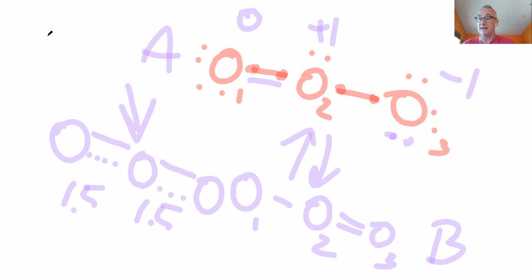So the thing to remember is you can't violate the octet rule. Oxygen can't have more than 8 electrons total. No place to put them. Sulfur can. So if it was sulfur in the middle, we could come up with a different structure, but it's not sulfur, it's oxygen.